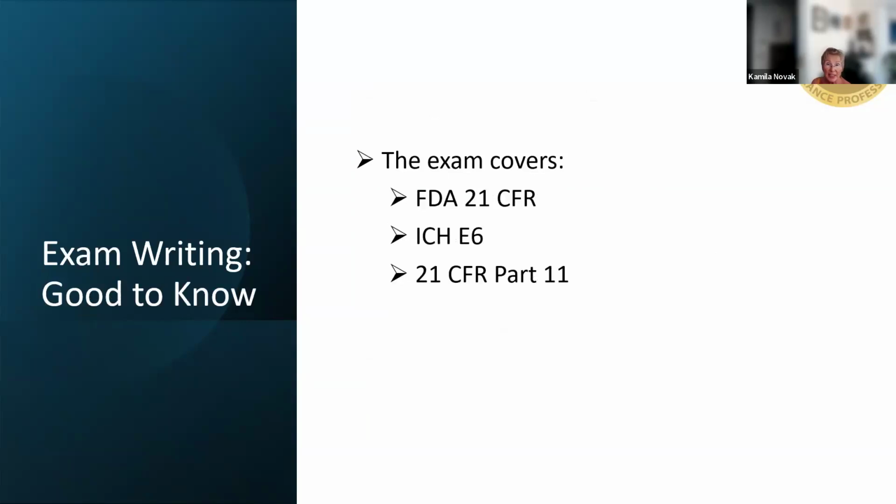The exam covers FDA 21 CFR, ICH E6, and still it's the R2. R3 hasn't been officially released as step 4 by ICH, and meaning also not adopted as step 5 by the regulators. And 21 CFR Part 11 related to electronic records and electronic signatures.